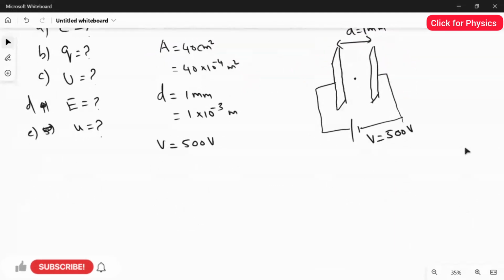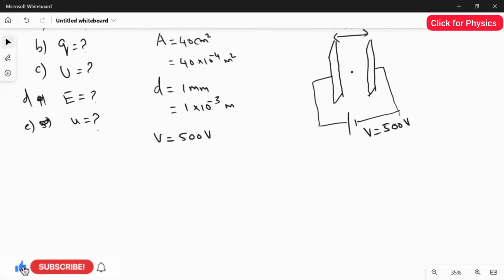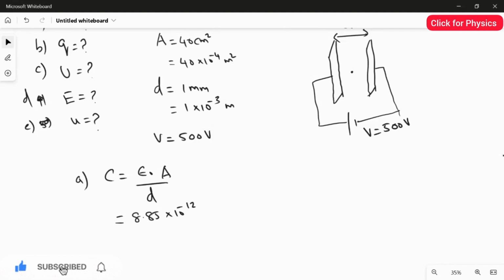First question, we are going to find the capacitance of the parallel plate air-filled capacitor, as we already studied in the theory. C is equal to epsilon naught A over D. And the epsilon naught value is a constant, 8.85 multiplied by 10 power minus 12, multiplied by the area, 40 centimeter square, so 40 multiplied by 10 power minus 4, divided by D, which is 1 millimeter, so 1 multiplied by 10 power minus 3 meter.